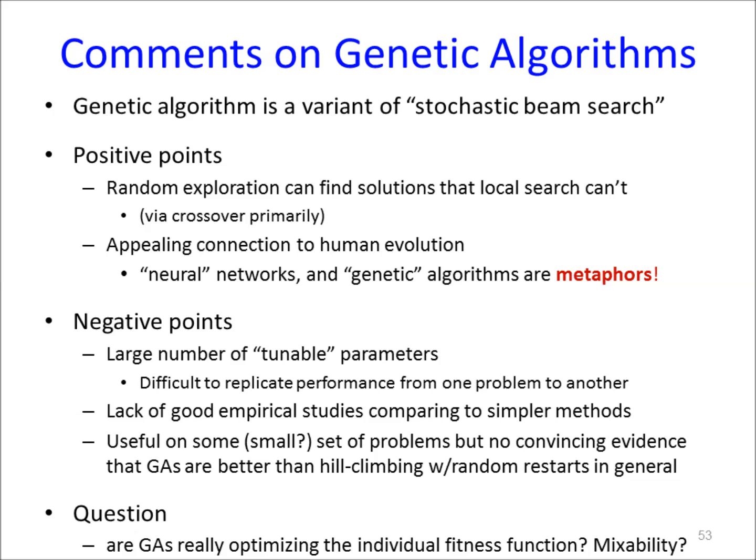So, some comments on genetic algorithms. First of all, I think that's how I introduced it. It's a variant of stochastic beam search, right? It's a special kind of version, but it's a variant. The interesting part is that sometimes this random exploration, because of the crossing over, is able to find solutions that typical local search is unable to, because it's going one step at a time.